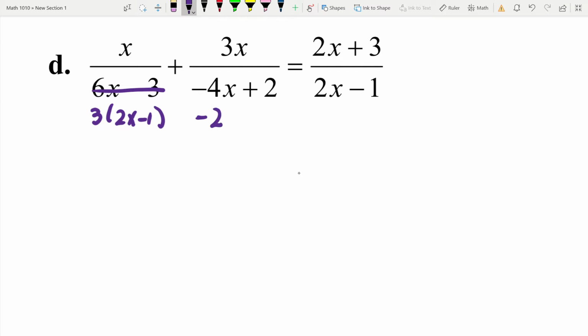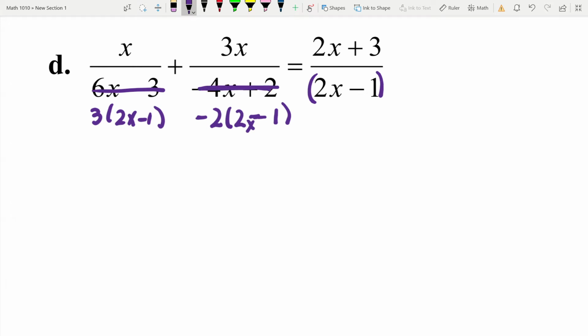Yeah. When I take out a negative, it changes the signs. So it's going to go from negative positive to positive negative. Okay. 4 divided by 2 is a 2x. 2 divided by 2 is a 1. And this one is 2x minus 1, so it's good to go. Okay. I'm going to cross that out.